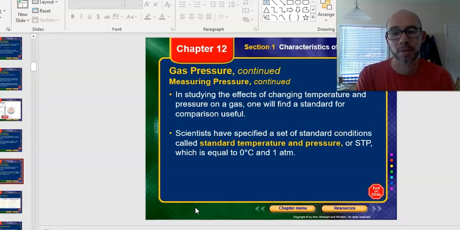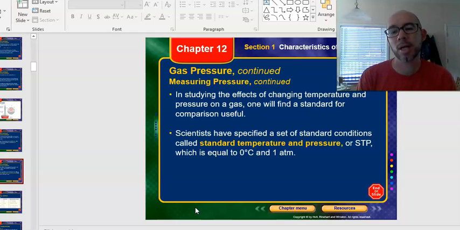And studying the effects of the change of temperature and pressure on a gas, one will find a standard for comparison useful. Scientists have specified a set of standard conditions called STP, which I guess could stand for Stone Temple Pilots, or standard temperature and pressure, or what else could STP stand for? Sticky toilet paper could stand for that.